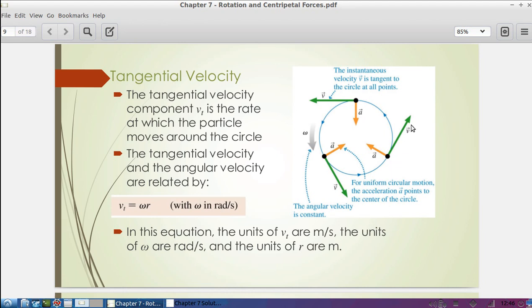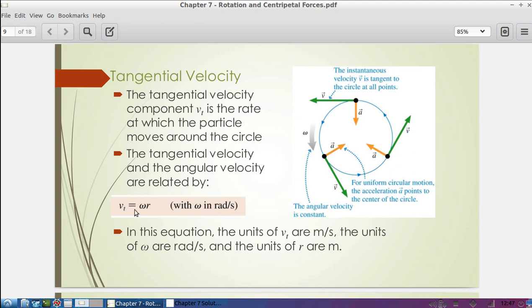Okay, it's changing direction. So if you're steering your car around a turn, even though you're on cruise control, you're still accelerating because your velocity vector is changing direction. So any change in a velocity vector results in an acceleration. And so we're going to call this v tangential. Right? Your tangential velocity is this vector v, and it's always changing direction as you go around the circle.